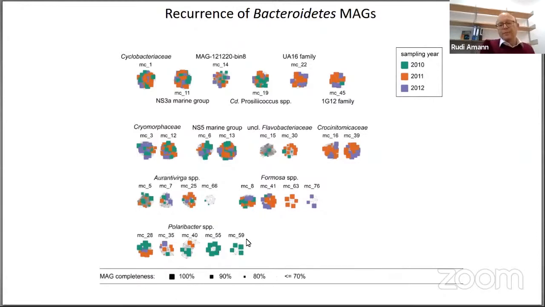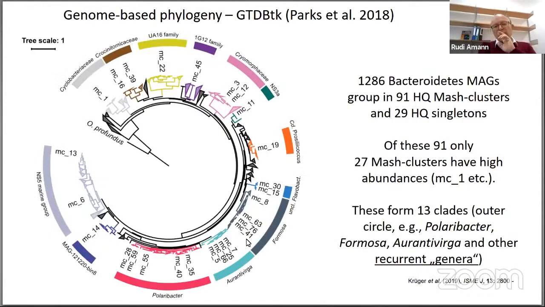So in terms of genome-based taxonomy, the diversity is restricted. This is now a genome tree, and you see certain of the groups. Maybe you focus on Polaribacter, Aurantivirga, and Formosa as dominant groups for which we also have isolates. And maybe you look at others like Procelliococcus and some other groups, NS5, for example. Just look, these are recurrent MAG clusters, so metagenome-assembled genomes.